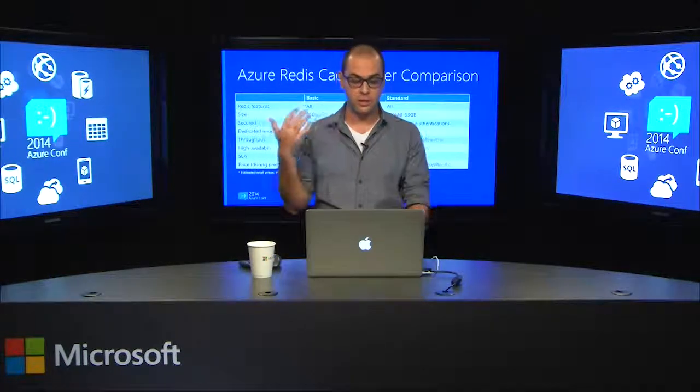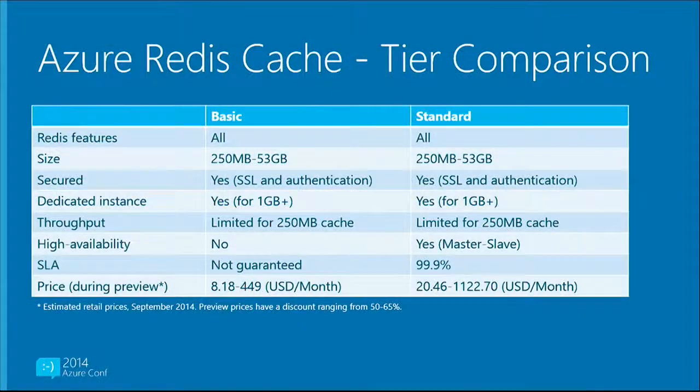And, of course, you can see there's a price list here. This is currently for the preview. The prices will change when Redis goes GA. So you should probably just check the correct price once you want to use that.